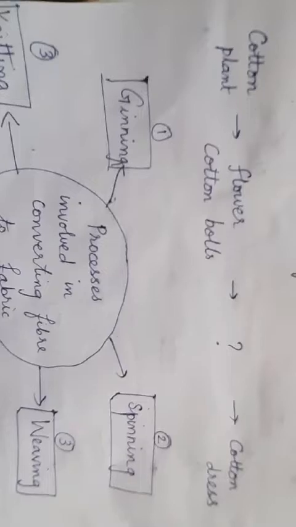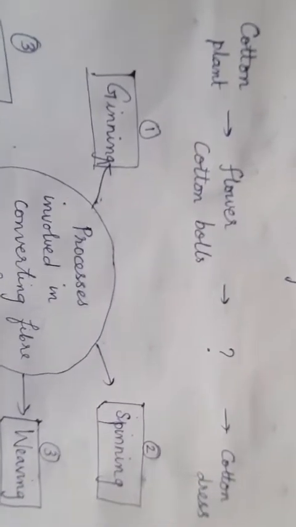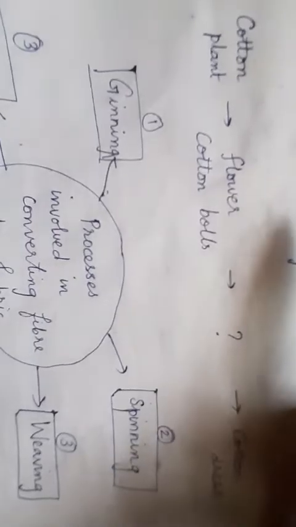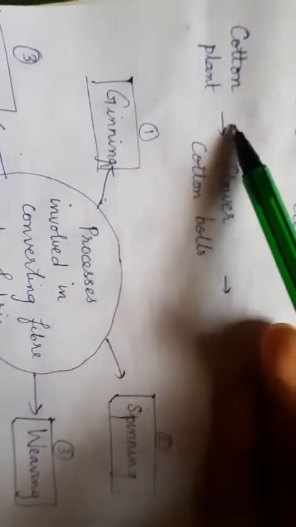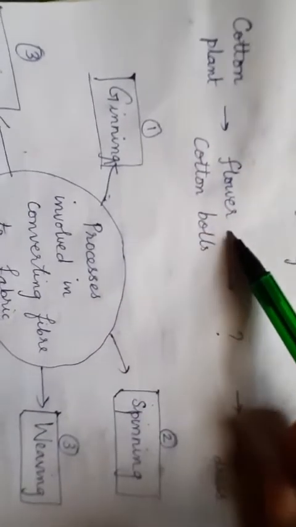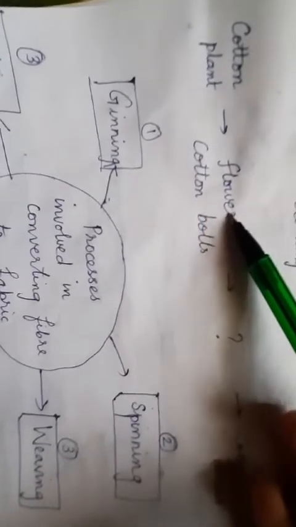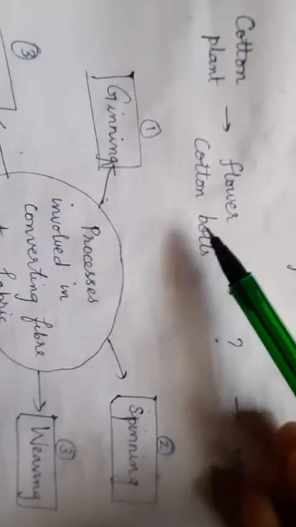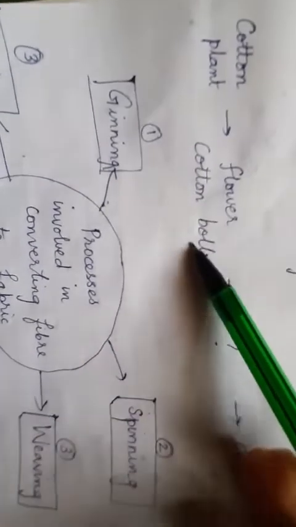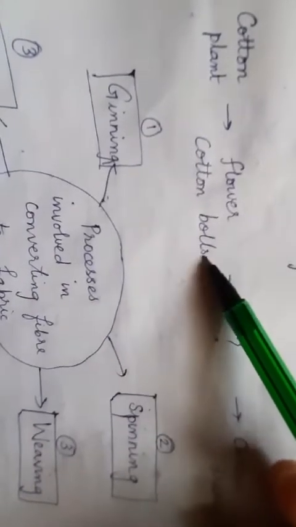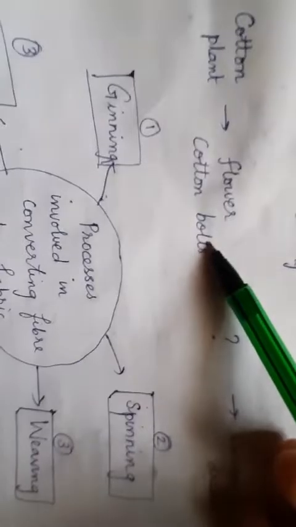Okay? So now we are going to see the next stages required to prepare a fabric. First we saw that from the cotton plant we are getting the cotton fibers. That is from which part of the plant? From the flower. The flowers of the cotton plant are called cotton bolls. Okay, my dear children, it is not balls. I told you last class itself, it is cotton bolls.